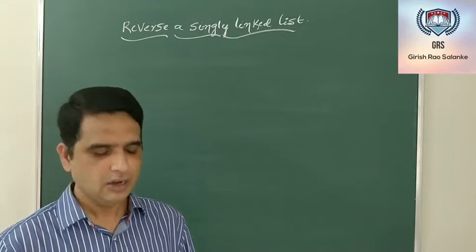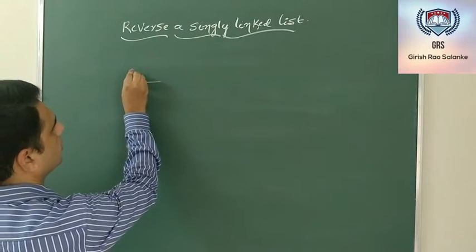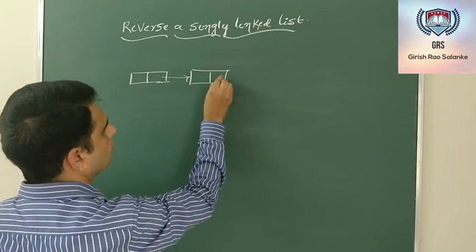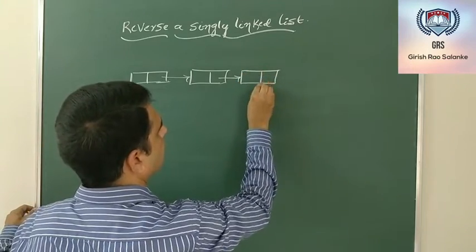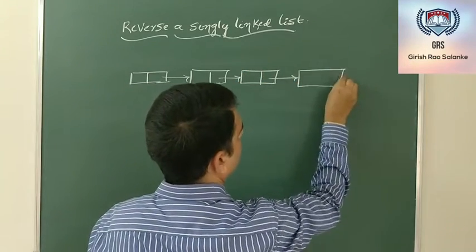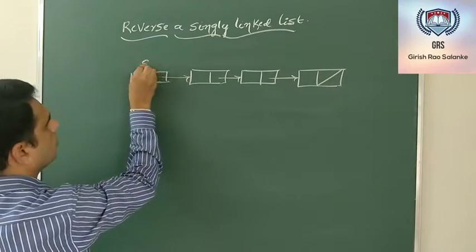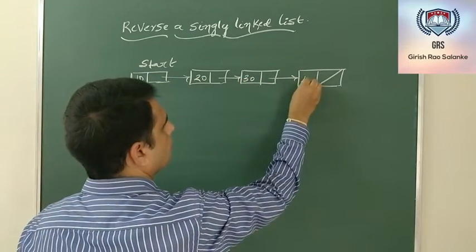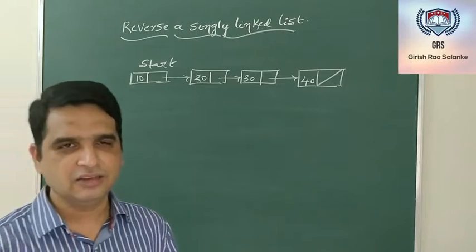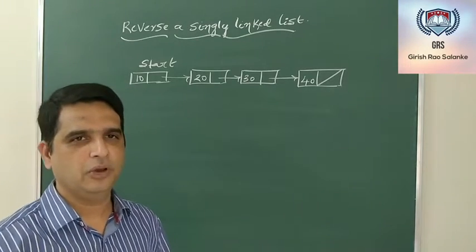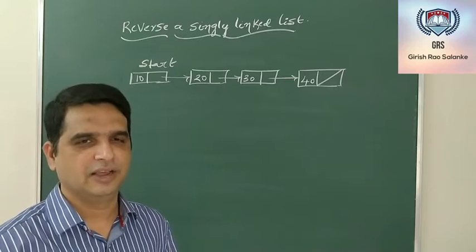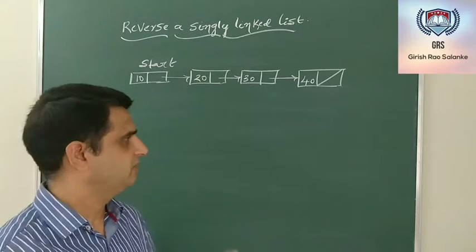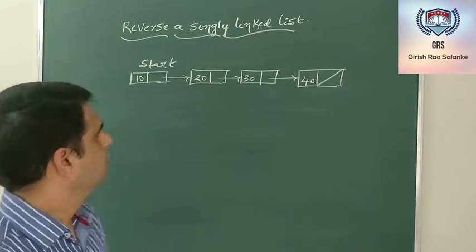Before coming up with a function, let's assume that this is the given single linked list, and as I told earlier, our objective is to reverse the single linked list. After reversing, the content of the list should be 40, 30, 20 and 10. Now let's see how exactly it can be carried out.